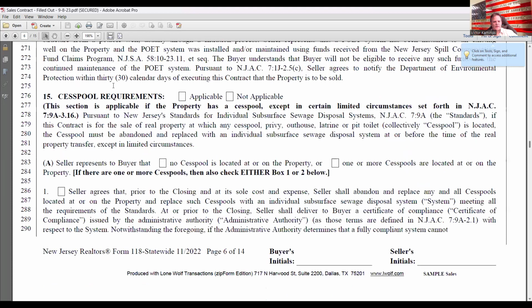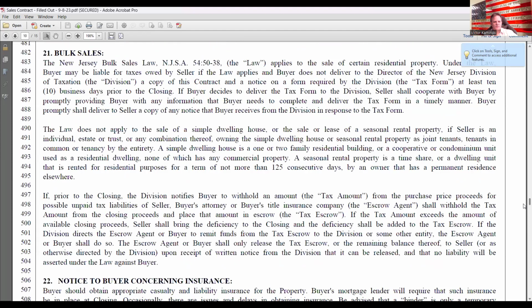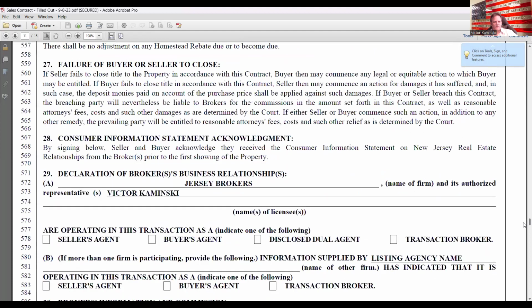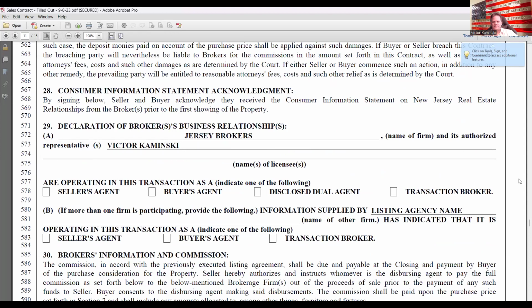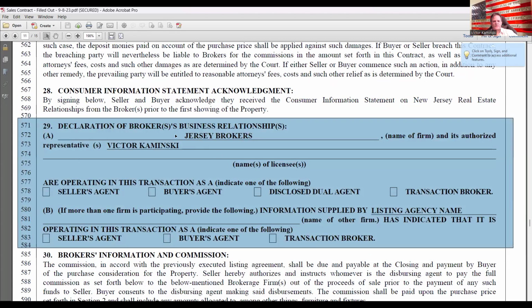So let's scroll down a bit. Yeah, section 15. Got to get down to 29. Scroll. 22. There we go. 29. This is all section 29 here. Declaration of brokers' business relationships.